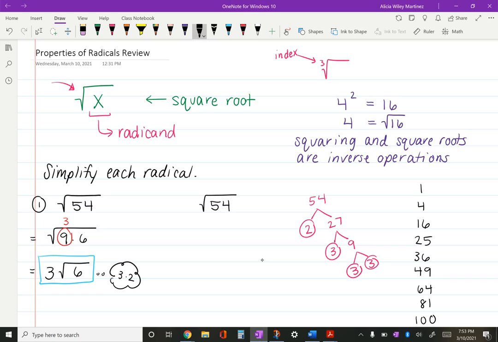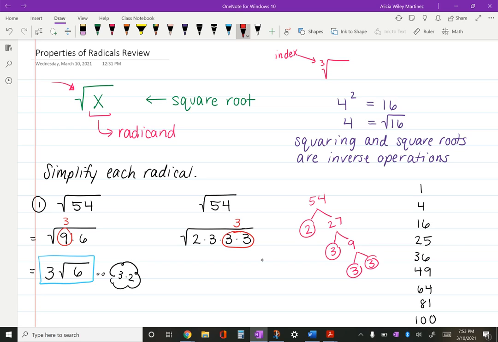So what that allows you then to do is to rewrite 54 as 2 times 3 times 3 times 3. And you can see that technically that is 6 times 9, right? And then what you're looking for is perfect squares. Now 2 or 3 or 3 or 3, none of those are perfect squares. But if I take 3 times 3, that will create a perfect square, 9, and I know that the square root of 9 is 3.